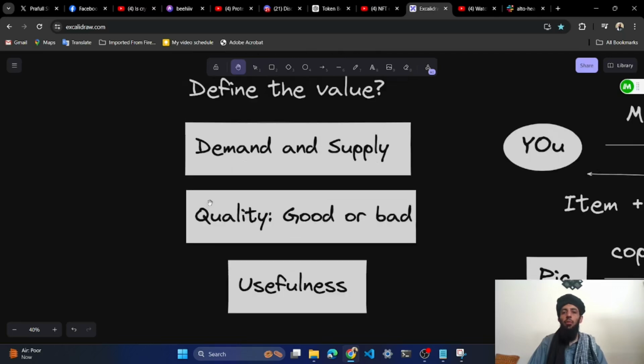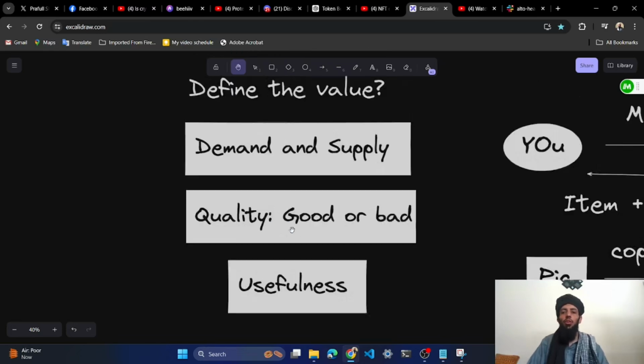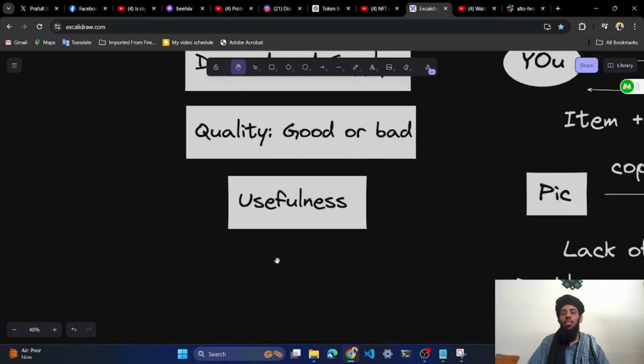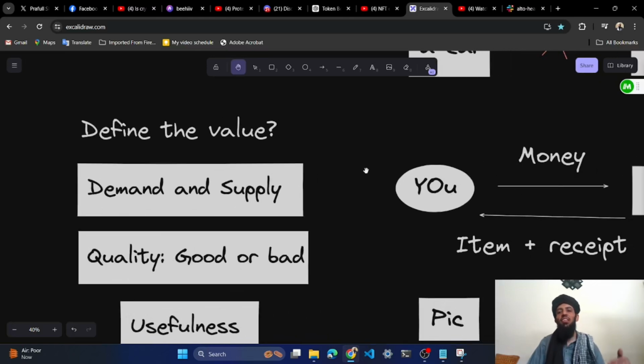It also depends upon quality, whether the product is good or bad. If it is good, then obviously the demand will increase and the prices will increase. If the product is bad, then even if the supply is more, the quality is bad, so as a result the demand will decrease. Then there is usefulness: if it is useful, the demand will increase more, but if it is not useful, there could be less demand for it. So it depends upon quality, usefulness, demand and all of these things. This defines the value, that is, whether the products can be sold or not.